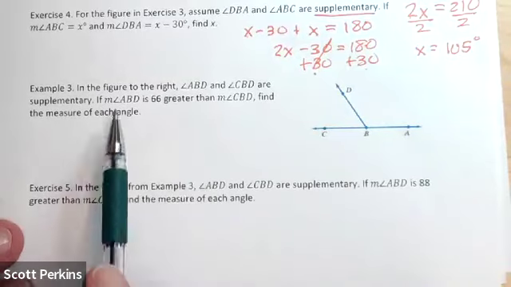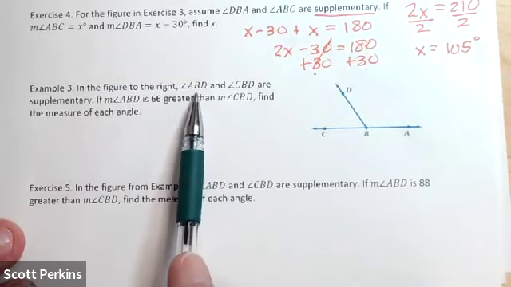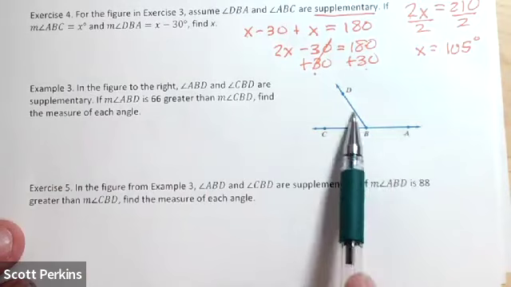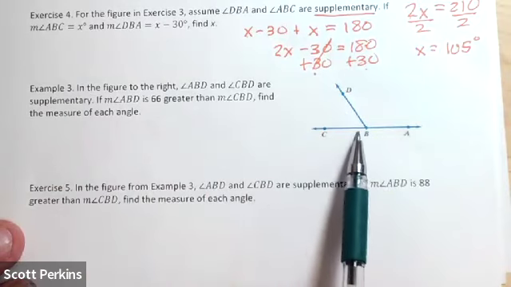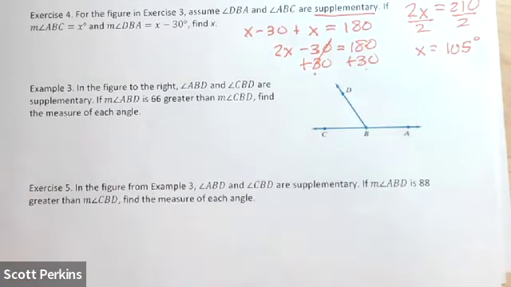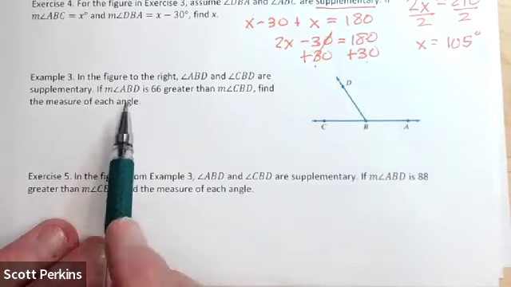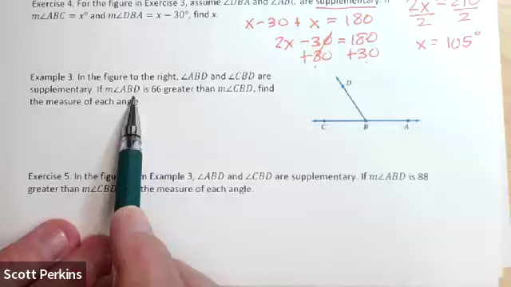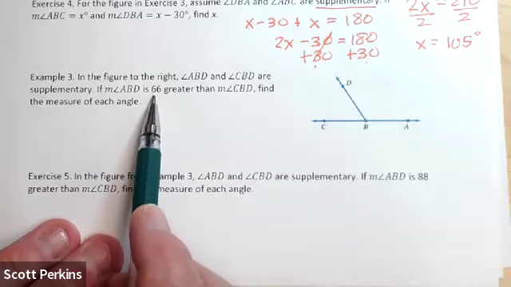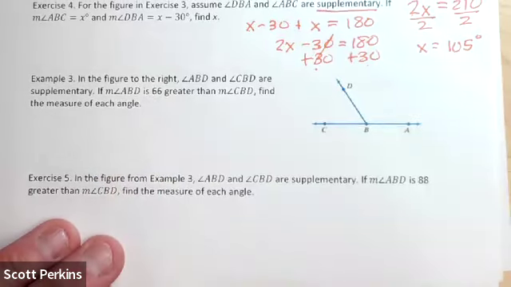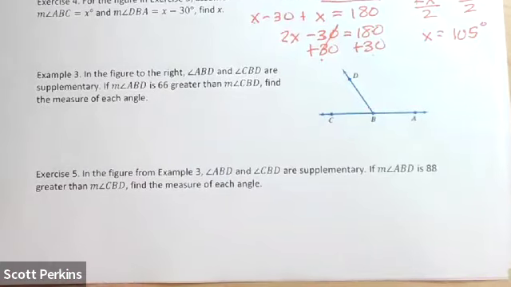So in example three, in the figure to the right, ABD, this angle right here, and CBD, this angle right here, are supplementary. Again, same thing. They add up to 180, which you can clearly see from the picture. This time, though, instead of telling you how they're related, here's what I tell you. ABD, the bigger angle, is 66 greater than CBD. So now we're going to find the angles.